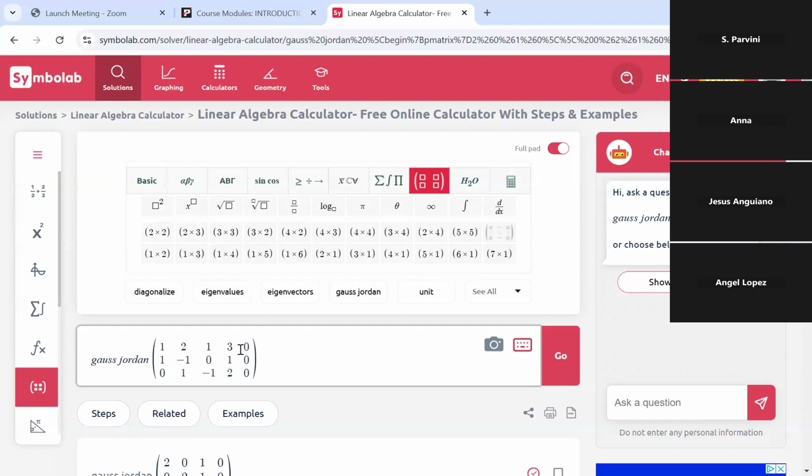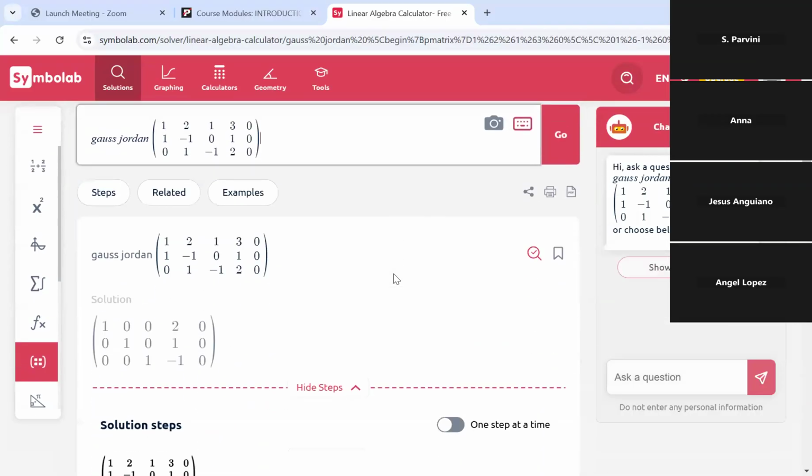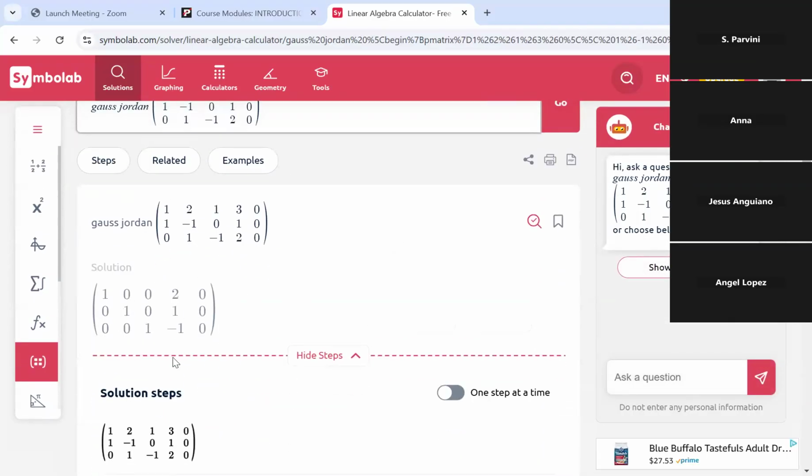So there you go. And we want to do a Gauss-Jordan of this. Okay. And go. And here's the solution, the Gauss-Jordan. See that nice diagonal of ones? Okay, perfect. So now I'm going to write this on my paper. Okay, so this is now the Gauss-Jordan form. It's going to be 1, 0, 0.